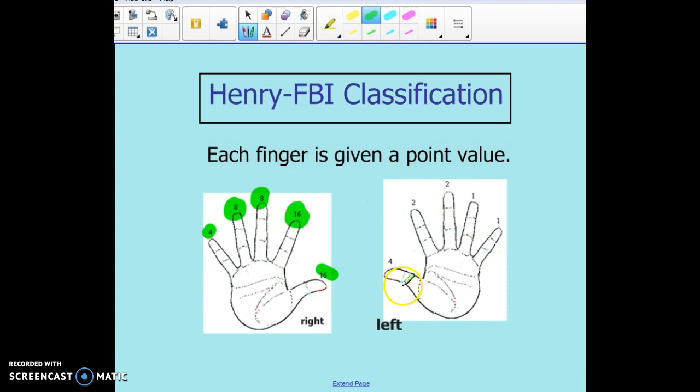And then they gave the same thing to the left hand. So the left thumb is 4, your left index and middle are 2, and your left ring and left pinky are 1. And the only way for you to get these points is if you have a whorl on those fingers. So if you only had one whorl and it was on your right index finger, you would only get 8 points in the equation. If you had whorls on every one of your fingers, you would get points on all of them. So the only way to get points in the classification system is if you have a whorl.